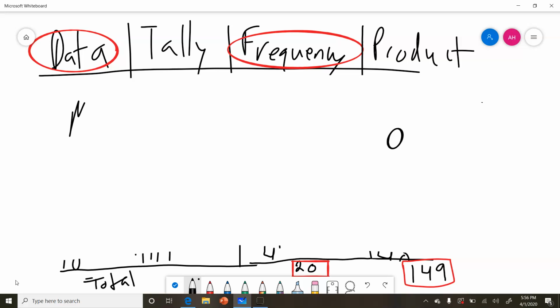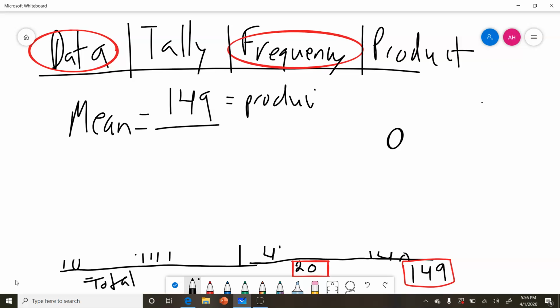So I would just do the mean is now equal to 149, the added of the product, right? Does everybody see how this was the product total? Product total divided by 20. 20 is the frequency total. That means that there were 20 total, right? It was the number of things in the list. So it was the frequency.